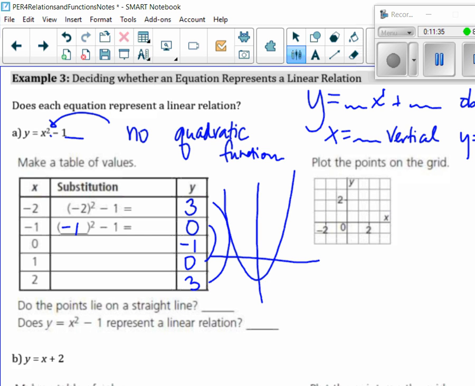Okay. Now they're saying to plot this. So negative 2, 3; negative 1, 0; 0, negative 1; 1, 0; and 2, 3. Do you see it actually goes like this? How did I know I could connect the dots there? Is this discrete data? No. Although I picked negative 2, negative 1, 0, I could have picked any points in between those, right? Exactly. So do the points lie on a straight line? No. So does it represent a linear function? No.